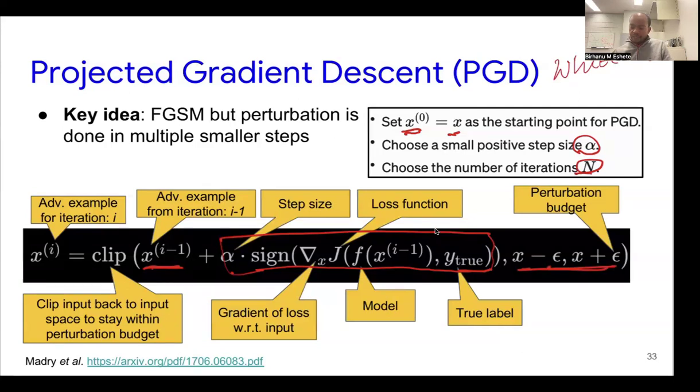So the perturbation budget is to make sure that given an input x, let's say x is right here, the perturbation budget is going to be a ball around this where the radius is epsilon, okay? So by doing this clipping, we want to make sure that if the x prime steps outside here, we bring it back here by doing the clipping, okay?